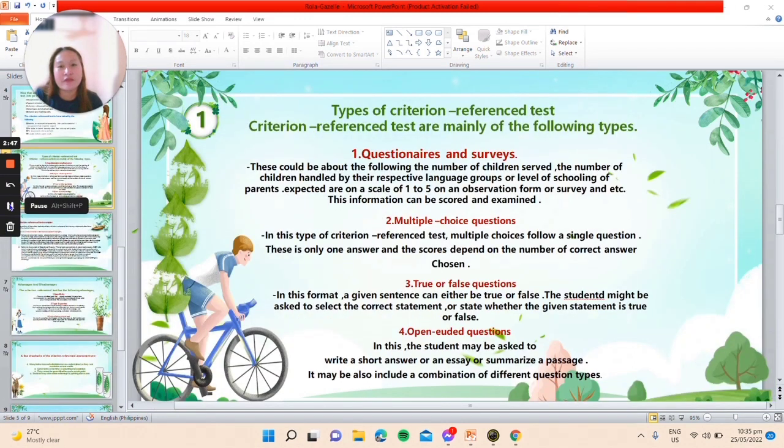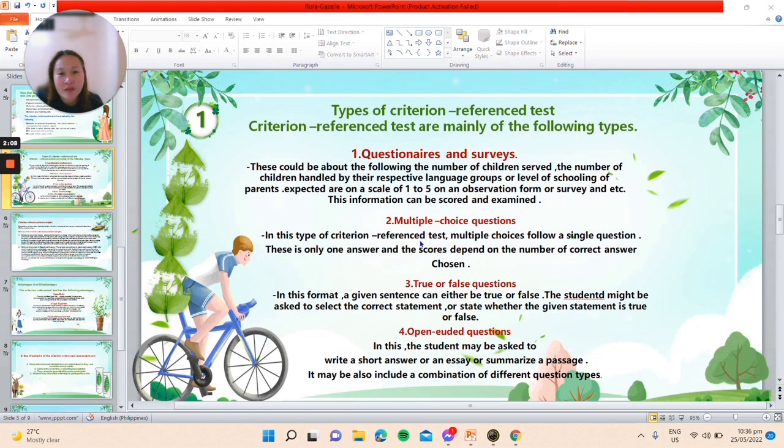Types of criterion reference tests. Criterion reference tests are mainly of the following types. Number 1, questionnaires and surveys. This could be about the number of children served, the number of children handled by their respective language group, the level of schooling of parents, or ratings on a scale of 1 to 5 on an observation form or survey, and so on. This information can be scored.